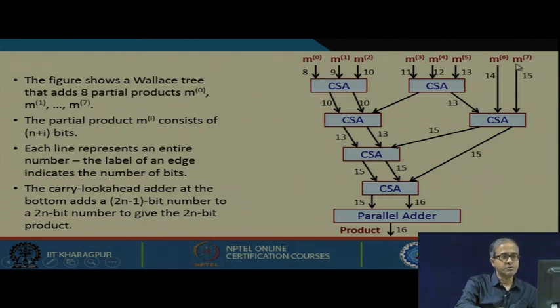These are the partial products, and this is the carry save adder tree you generate. Some of the carry save adders are working in parallel, you see. These are in parallel, these two are in parallel, but these two are in sequence. And finally, you have a parallel adder. This is the so-called Wallace tree multiplier that also uses a carry save adder tree. What the Wallace tree says is that it is a particular way of arranging the carry save adders so that the maximum amount of parallelism can be exploited and the depth of the tree is reduced. This is just an example I have shown.